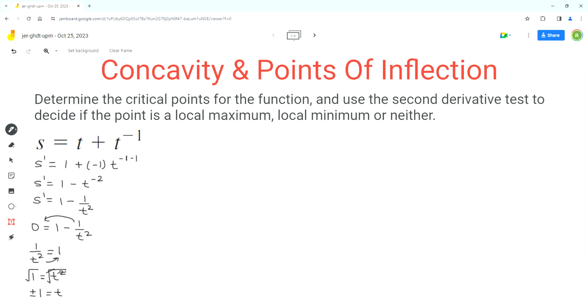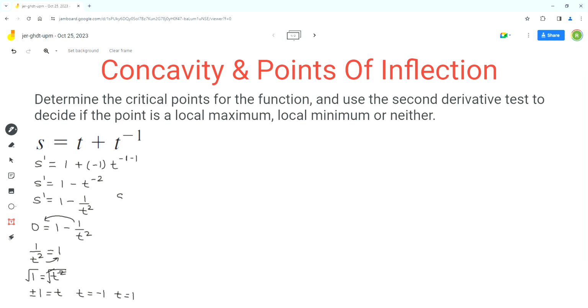So there are two critical numbers for this function. t equals -1 and t equals 1, at which the derivative is equal to 0. Now we have to sub in these two values one by one in this given function to find the corresponding function value. So let's start with t equals -1.